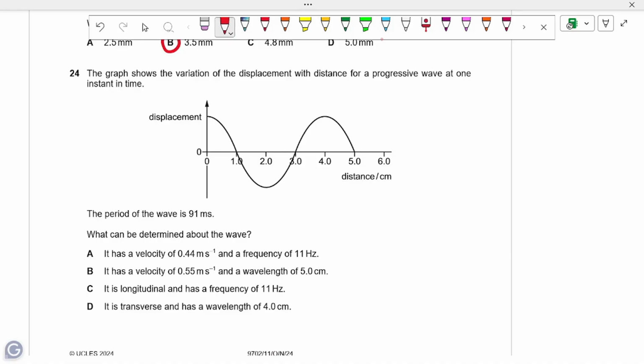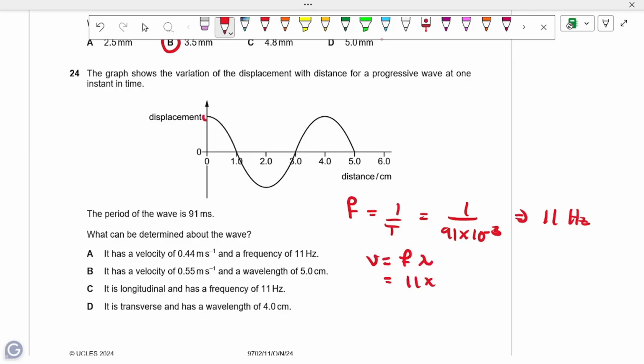Frequency. I know that frequency is equal to 1 over T. And 1 over 91 times 10 to the power of negative 3. That's close to 11, 10.9 something. So yeah, that's close to 11. And then the velocity is that. V is equal to F lambda. So if I have the frequency, that's 11 times the wavelength. Look at there. That's 4. So I have 4.0 divided by 100. My V is going to be 0.44 meters per second. So the correct answer is A.